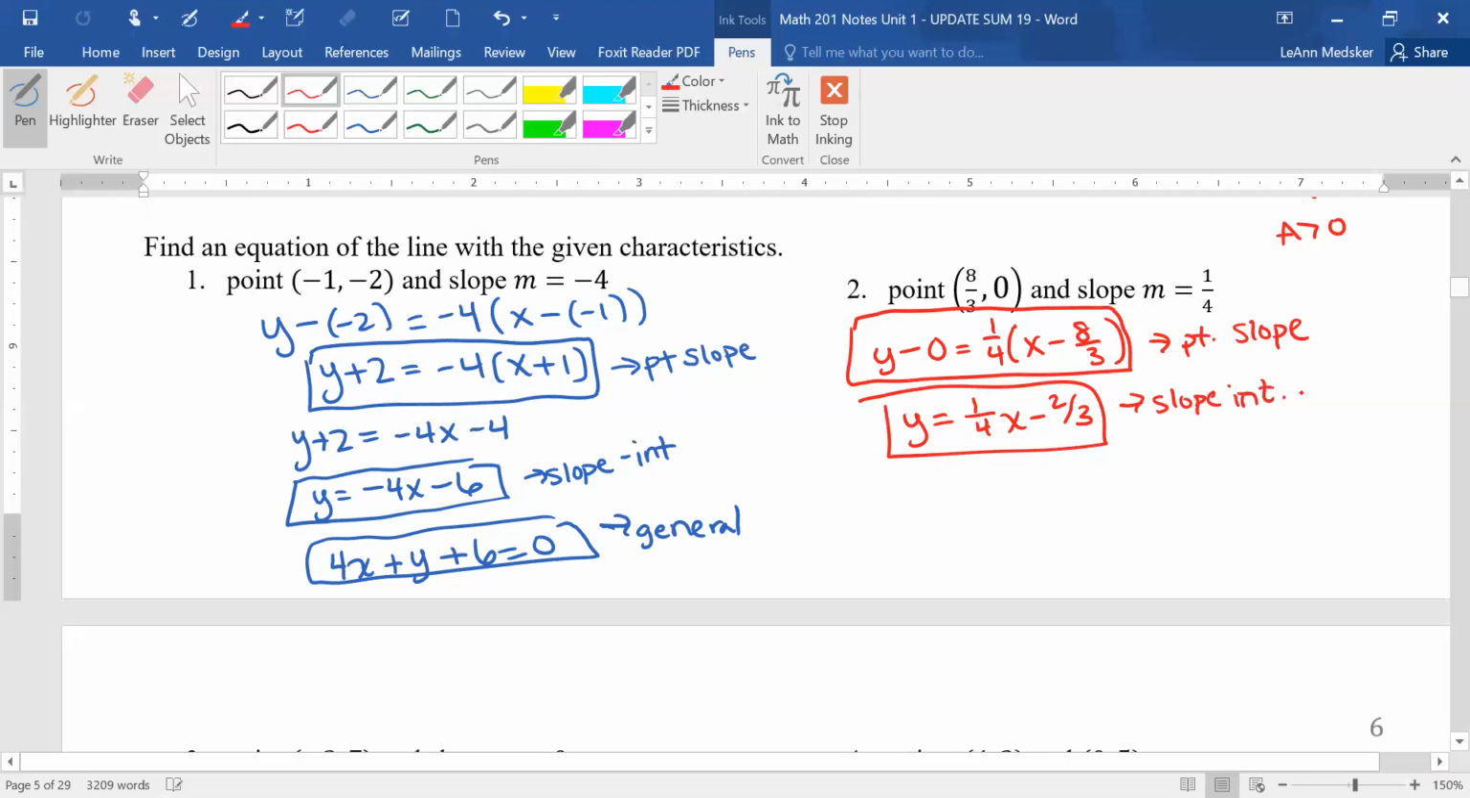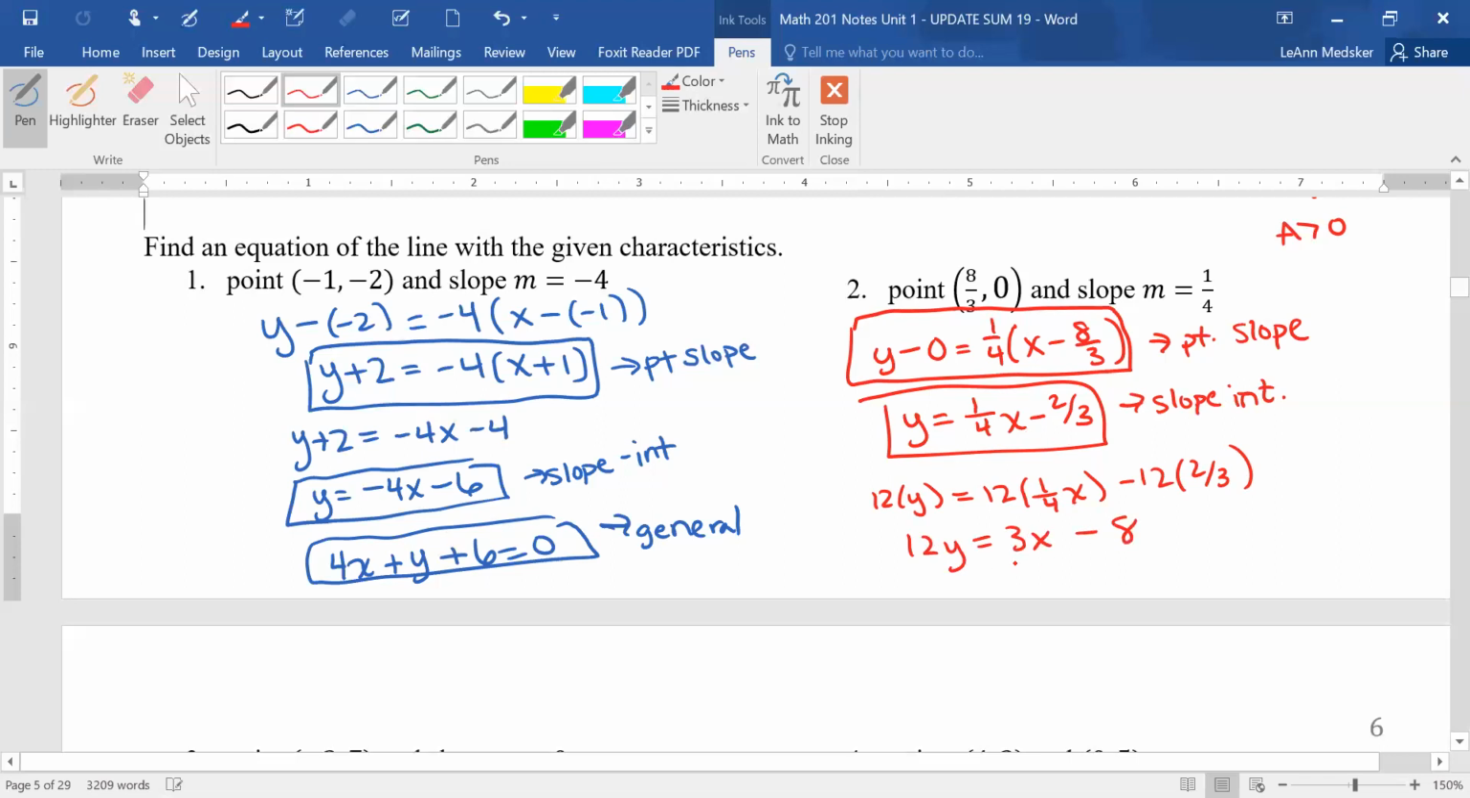And then the only other form I need is general form, and unfortunately this has fractions. So what I do to fix this is I multiply everything in the equation by the LCD of 4 and 3, which would be 12. They both go into 12 evenly. So we multiply everything, and this is just an algebra trick, in the equation by 12. Okay, so that's going to be 12y, that's going to be 3x, and minus 8.